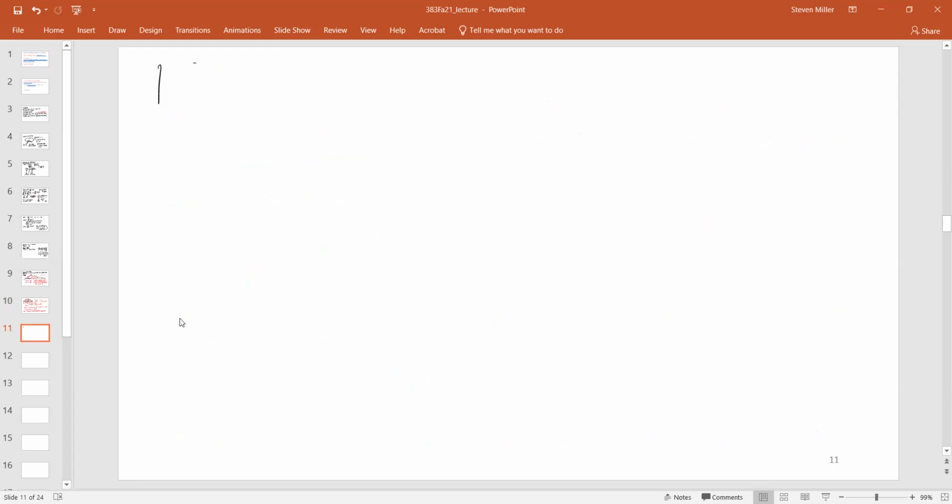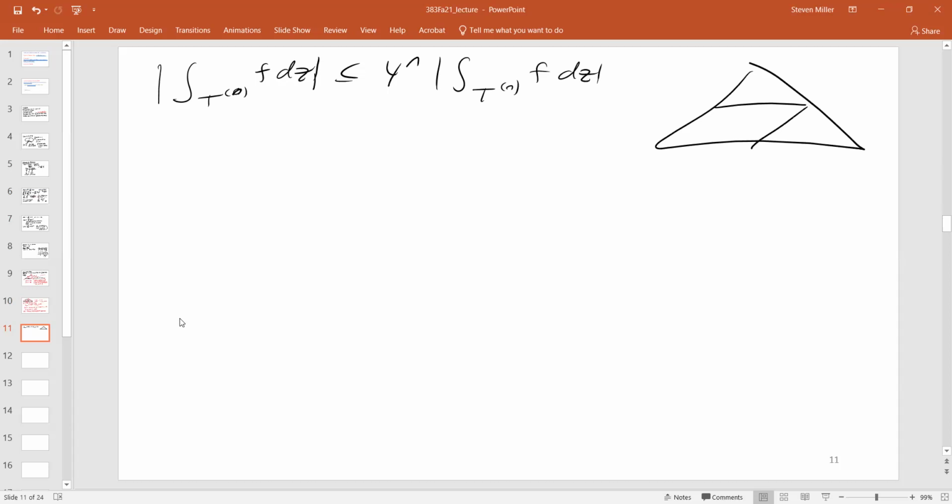So we get the absolute value of the integral over, say, Tn of f dz would be less than or equal to 4 to the n times the absolute value of the integral of, I'm sorry, this should be the original triangle T0 and one of our triangles Tn, f dz. And so we started off here. Maybe this was the triangle, and we divided it again, then this was the one, and then this was the one. And at some point, you can no longer see the triangles I'm drawing. We're just zooming in on one little point.